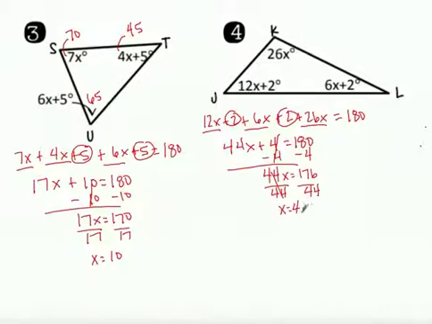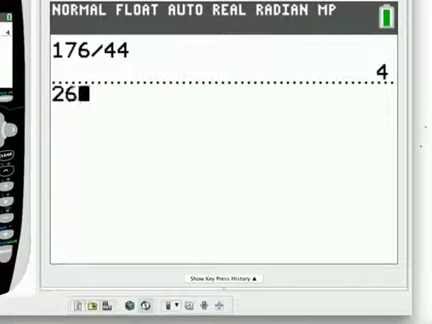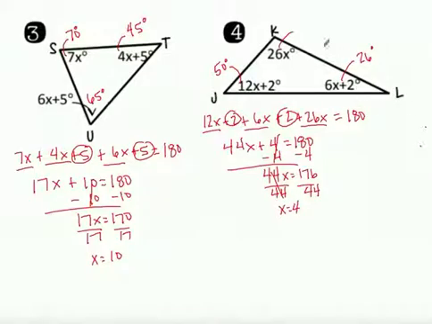And because I know that x is equal to 4, I should be able to plug in 4 back into my x's here, and I should be able to get my answer. So 6 times x is 24, plus 2 gives me 26 degrees for this angle. These are all degrees over here as well. Over here, I'd have 12 times 4, which is 48, plus 2, which is 50 degrees. And here, I would have 26 times 4, which when you work it out, gives you 104. So 104 plus 26 would give me 130, and 130 plus 50 would give me 180.